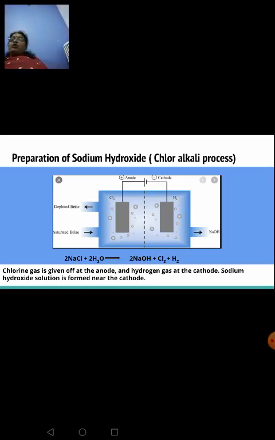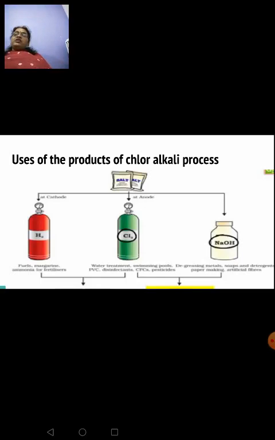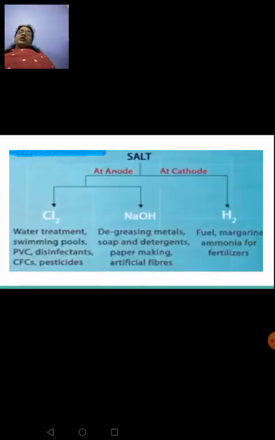And the one speciality that you should know about this is that the products we are obtaining here, sodium hydroxide, chlorine and hydrogen, are of different uses. They are used in various other preparations also. See, in your textbook this figure is given to tell the uses of the products formed by the chloralkali process, uses of hydrogen, chlorine and sodium hydroxide. I have given a separate slide for you to understand the use of chlorine, sodium hydroxide and hydrogen.